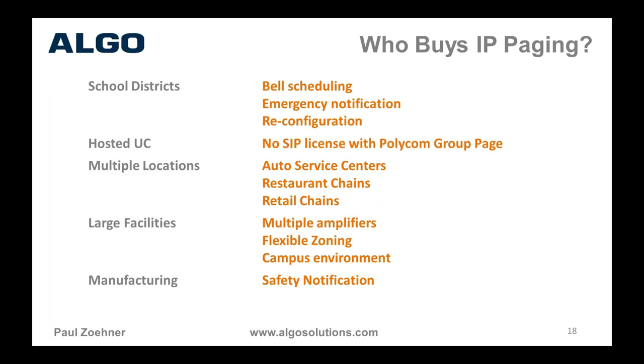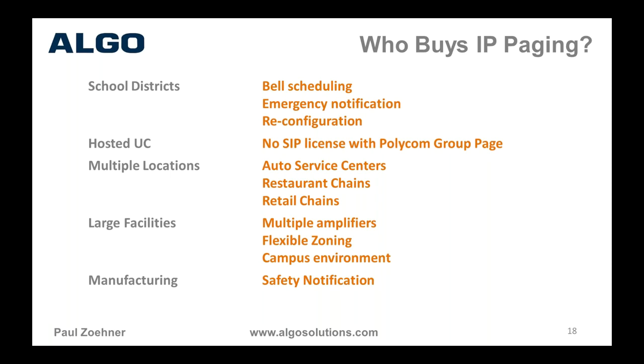Multiple locations. There's many examples of this. We have some customers with thousands of locations. Several of them are auto service related. Several of them are restaurant chains, fast service, quick service, or otherwise. Retail chains of every type and variety. Sometimes it's IP paging with speakers. Often it's an IP paging adapter to tie in their existing system both to a central server somewhere for the entire corporation, or locally into their network.